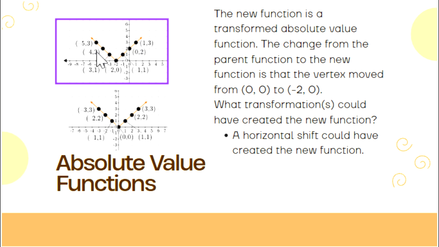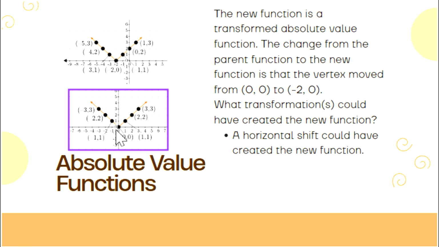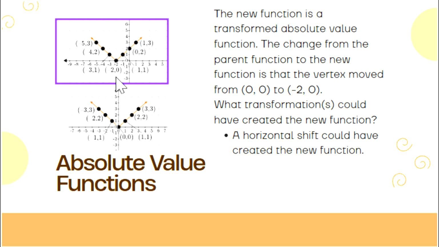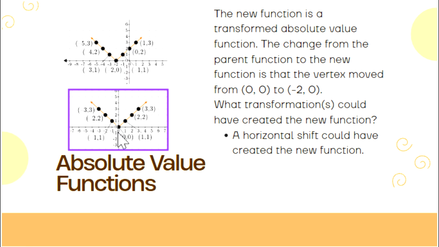The new function is a transformed absolute value function. The change from the parent function to the new function is that the vertex moved from 0, 0 over here to negative 2, 0. So what transformations could have created the new function? Well, we know if we're shifting that that's a translation, okay? And that because we're going side to side, it's a horizontal translation. So a horizontal shift could have created the new function.